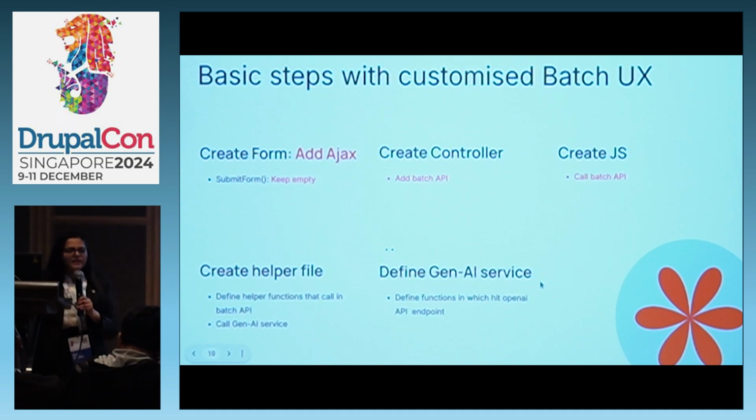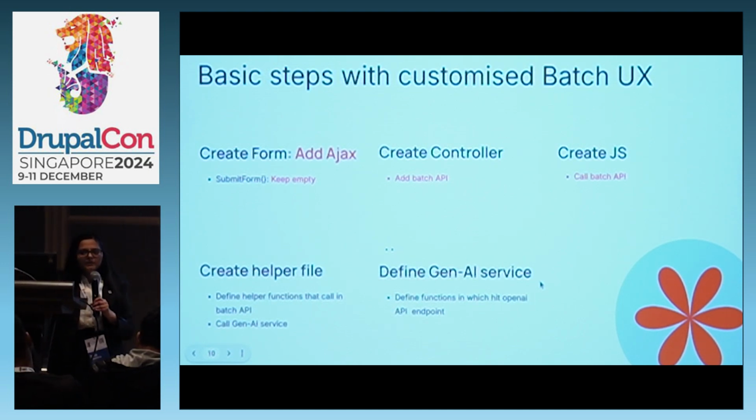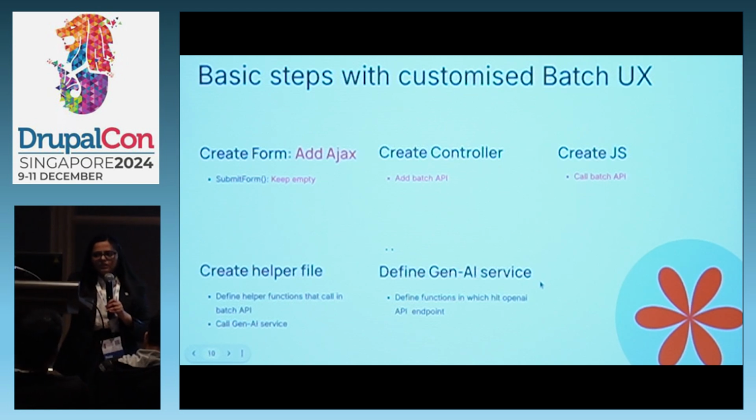So in the first step, in the Ajax form, we added the submit form. We keep that submit form empty, but add the Ajax. Here we are using the Drupal Ajax, and we have also created one additional file, that is the create controller. In the create controller, we have added the batch API calls. In the previous steps, you will be able to see that we called the batch API in the form's submit form function itself, and here we have added those things separately in the controller file.